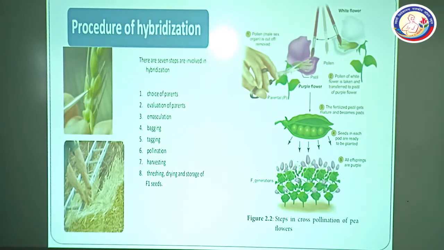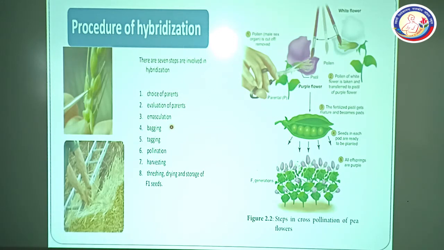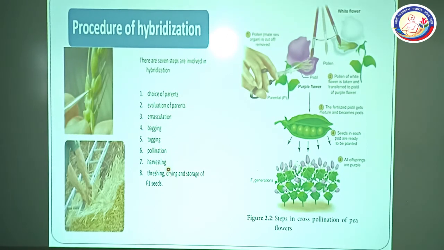So in the procedure of hybridization, you can see the figure. There are 7 steps involved in hybridization. The first is choice of parents or selection of parents. Second, evaluation of the parents. Third is emasculation, bagging, tagging. After that, pollination, harvesting, thrashing, drying and storage of seeds. So this figure is taken from your book, and some steps are added here.